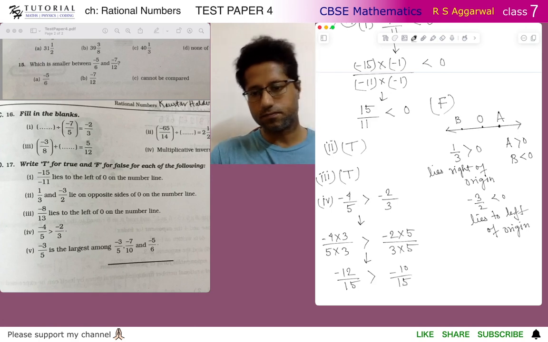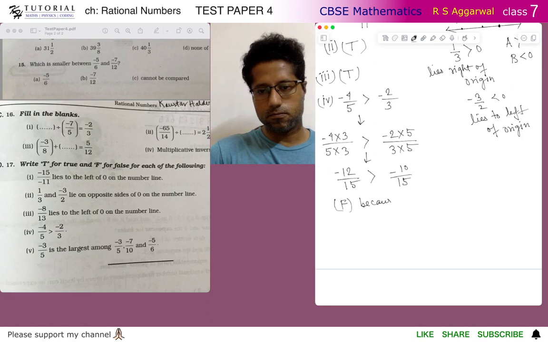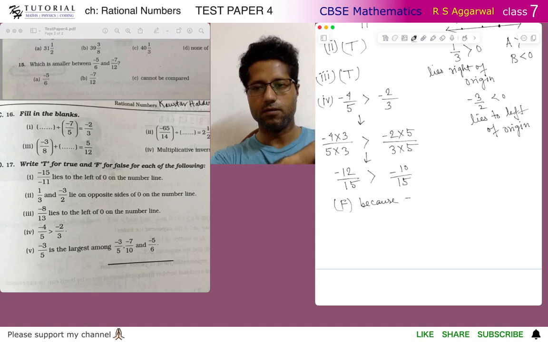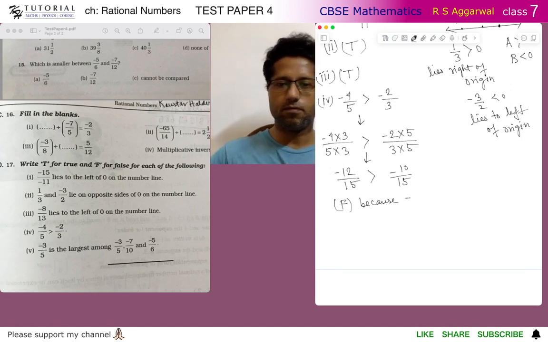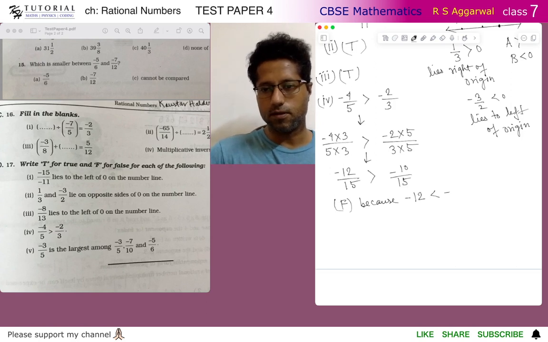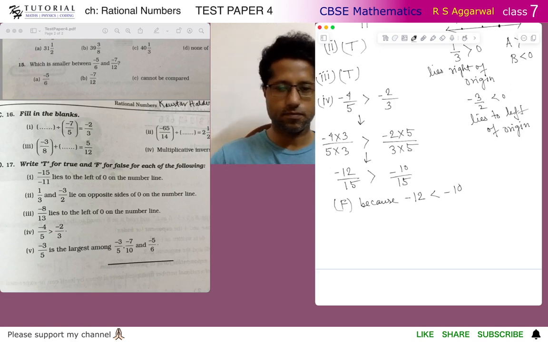This is false, because when we compare two rational numbers having the same denominator, we just compare them by their numerators, and we know that minus 12 is less than minus 10, and hence minus 12 by 15 will be less than minus 10 by 15. So this statement 4 is false.